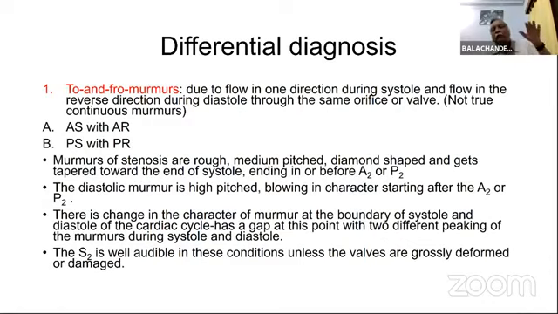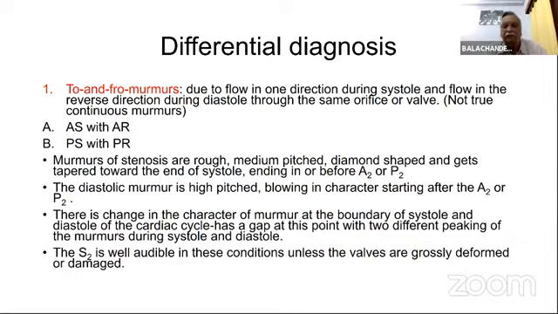Next slide, please. So for PDA, I will not touch much, but let us now talk about to-and-fro murmurs, which means the flow is in one direction and then in another direction. So actually, they are not really continuous murmurs. You should not put them as continuous murmurs, but because some questions are asked, we will just need to know what to-and-fro murmurs are.